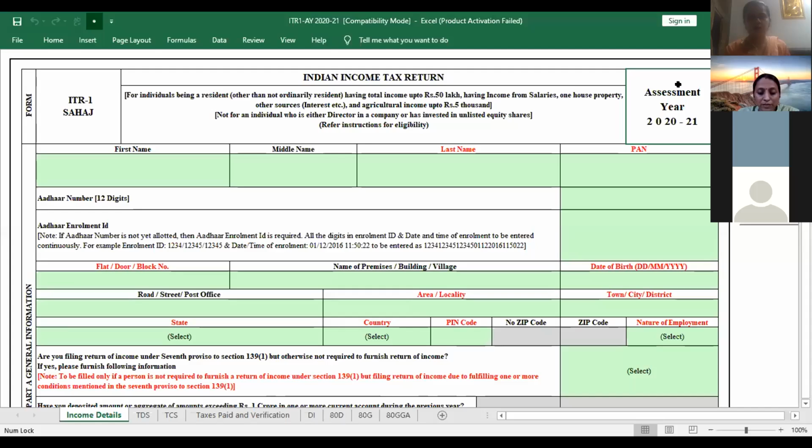So in this particular case, he will be filing the return next year. Next year, not this year.